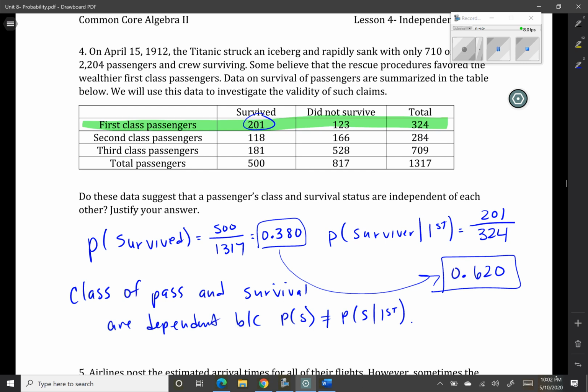Now, you didn't need to choose first class passenger. You could have chosen second class passenger or third class passenger, and you would have seen that these two numbers would be different every single time. Actually, if you think about it, the only type of class passenger that had a smaller survival rate than the overall survival rate is the third class passenger. If you do that calculation, it comes out to be 0.255. But we did enough work to answer this question, so we'd be done.